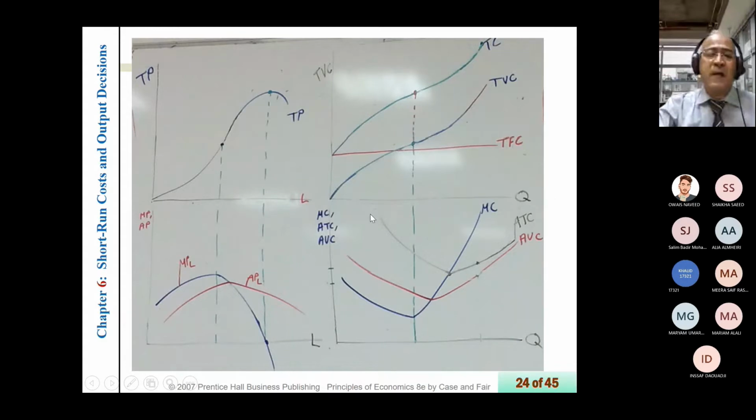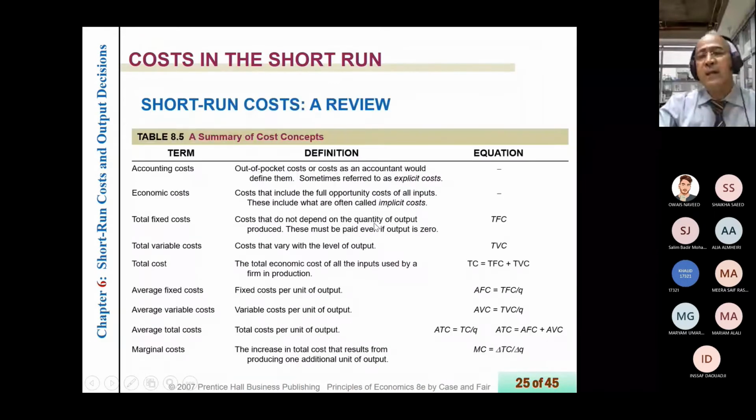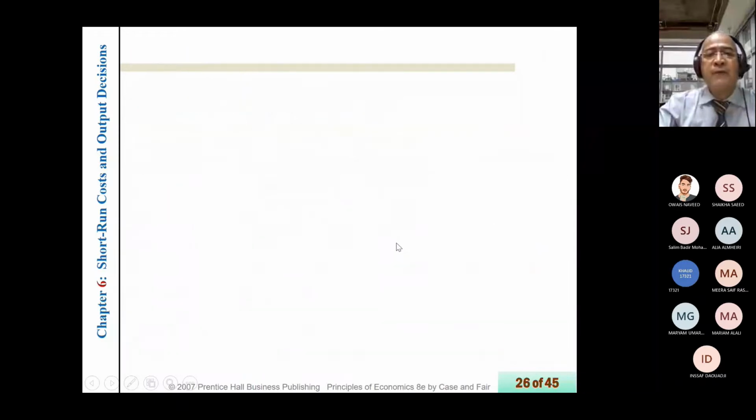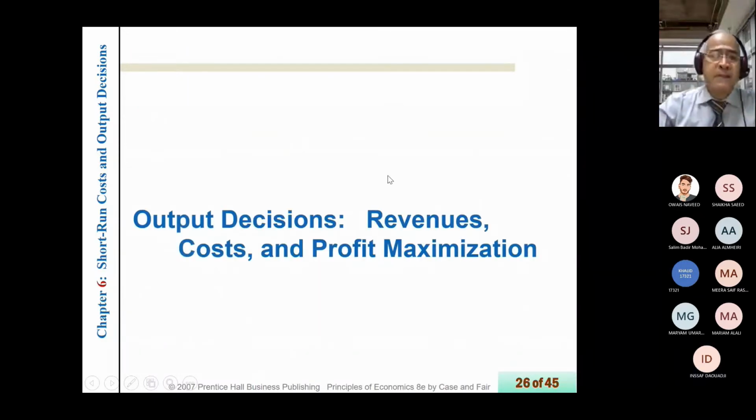Hopefully you understand them. So here are important terms and equations, and after the attendance I will answer a very important question. What is the optimal level of output? How many kilos of tomatoes should be produced by Khalid in which he can maximize his profit?